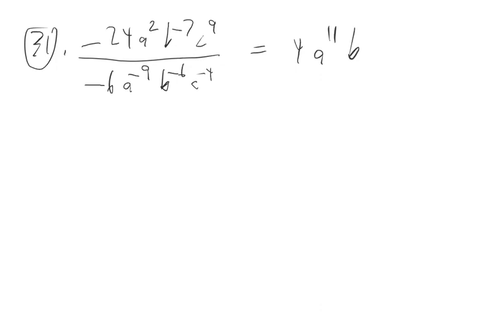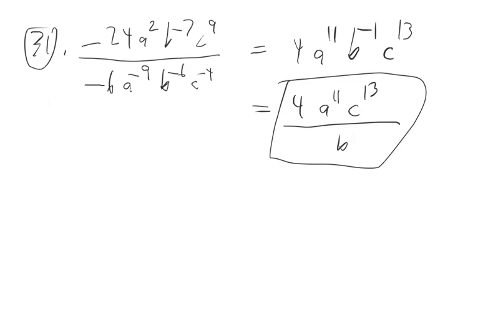Then you have b. So you subtract these exponents. So you have -7 minus -6. -7 minus -6 is really -7 plus 6, which is -1. Then you have c. So in c you have 9 minus -4. But 9 minus -4 is really 9 plus 4, which is 13. So then you have 4 a to the 11th, c to the 13th, over b to the 1st. But when you just have a power of 1, you don't really need to write the power. So it's just over b.